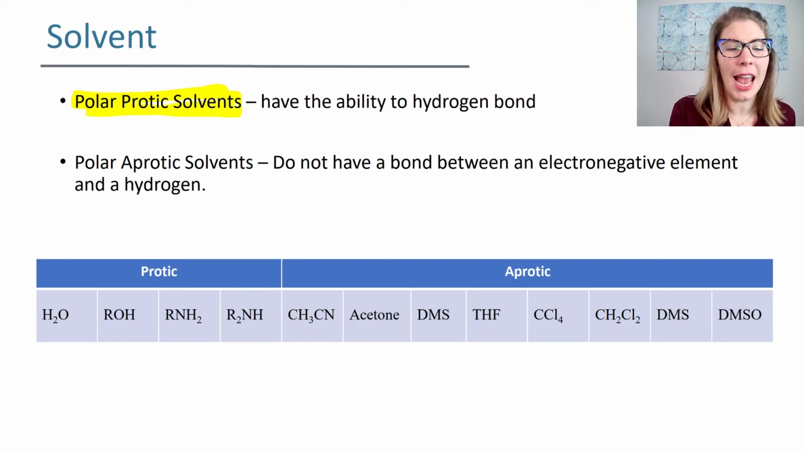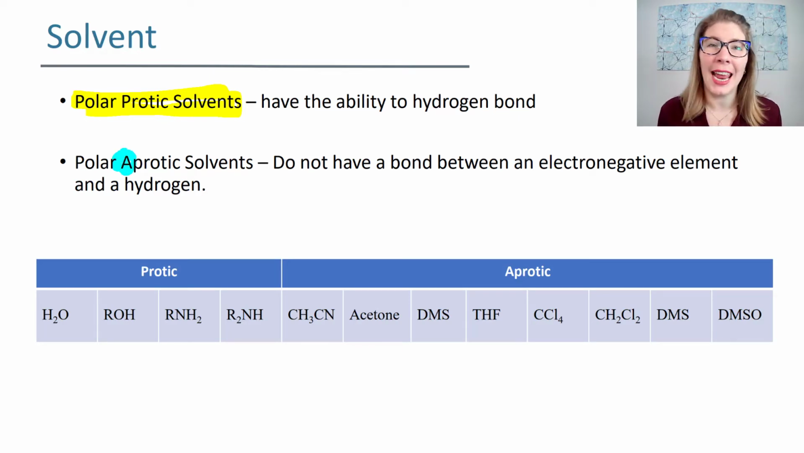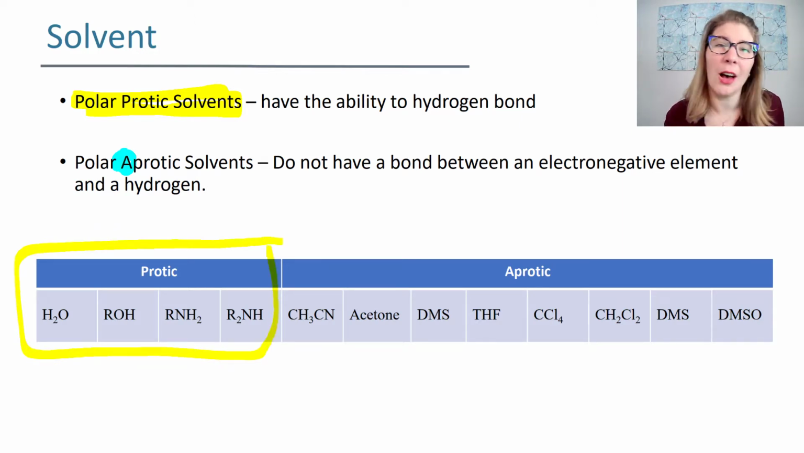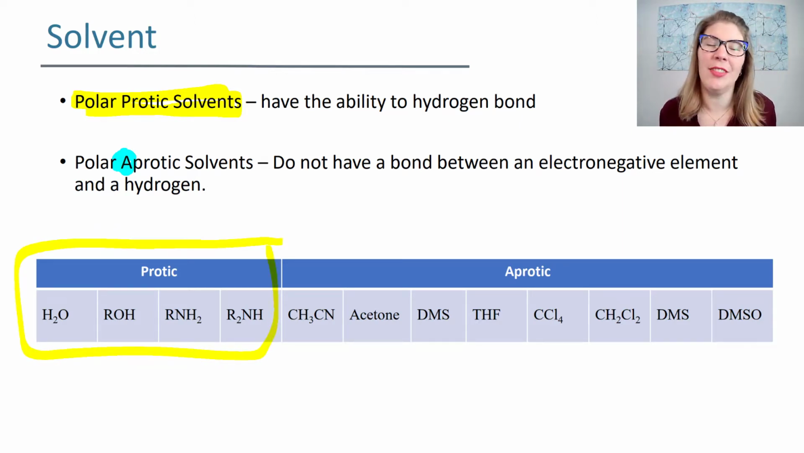Whereas polar aprotic solvent, that A means not, right? So polar aprotic solvents mean these do not have the ability to hydrogen bond, because although they might have an electronegative atom, that electronegative atom is not connected to a hydrogen. Here are some examples of some protic solvents. Water and alcohols are great ones, and then there's also some nitrogen containing ones.